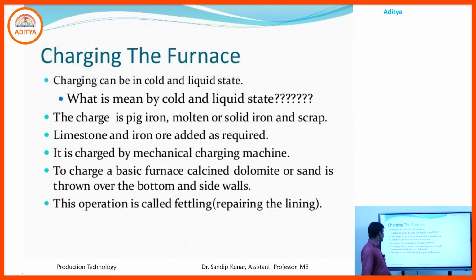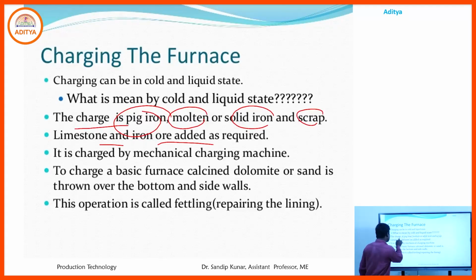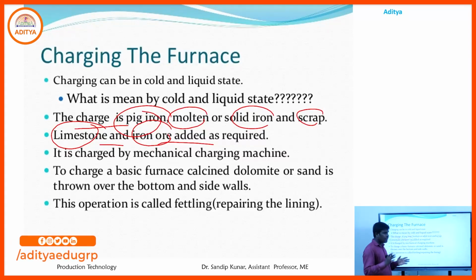In case of charging the furnace, what happens? The charge is mainly pig iron, molten or solid iron, or scrap. Limestone or iron ore is also added as per our requirement. The charge is loaded by mechanical charging machines, meaning we use a crane to put the metal scrap into the furnace.